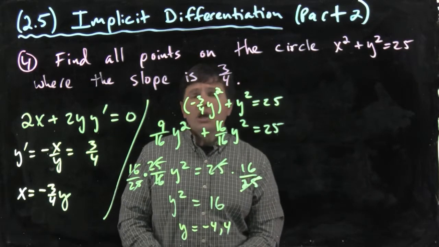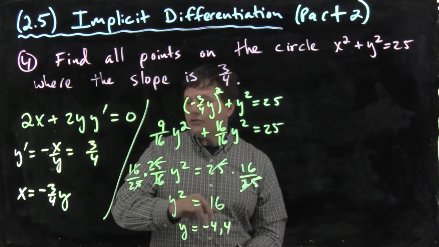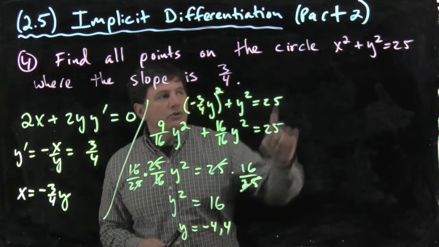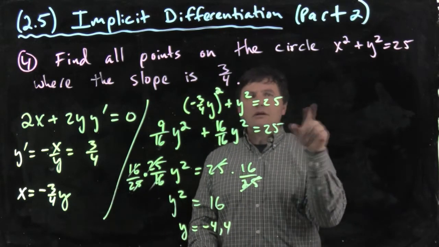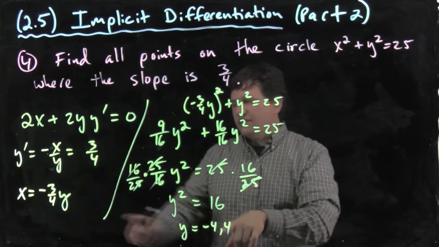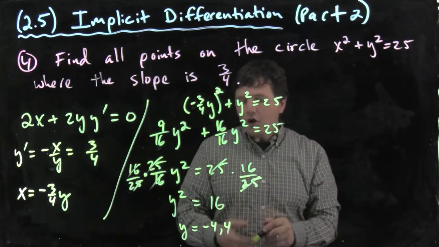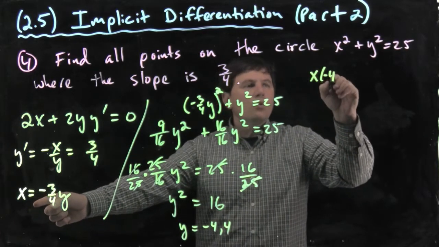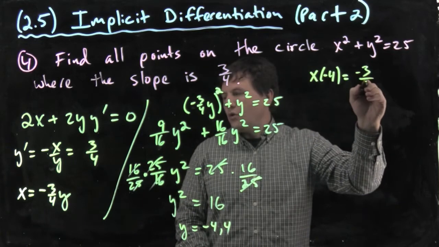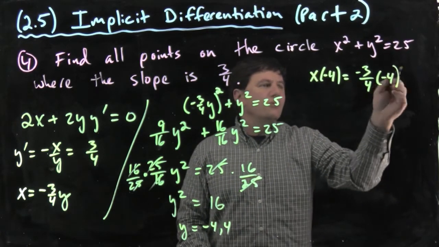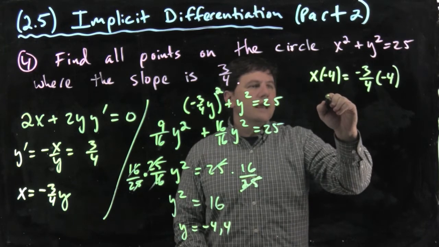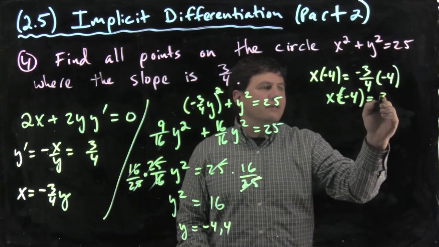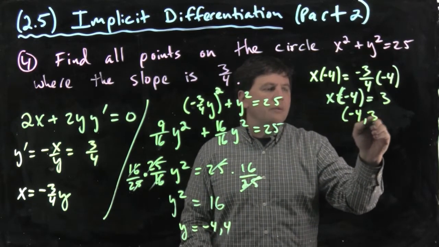Now we need our x values. So here's the thing, when I do my x values, we want to use the easiest equation we can, which is just going to be this equation. And by the way, if we use this, we will get extraneous. You would end up having the negatives and the positive. So it's definitely better to use this equation. Negative 4. Let's plug negative 4 into this. So x of negative 4 is equal to negative 3/4 times negative 4. So that will cancel. So that gives us x of negative 4 is equal to positive 3.